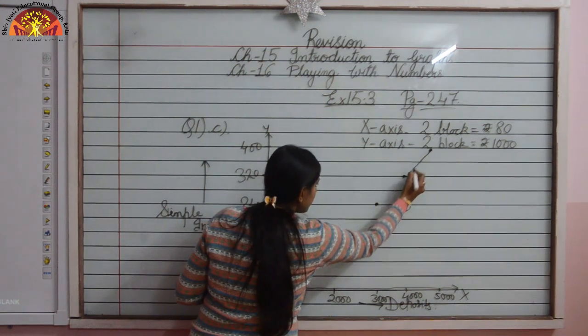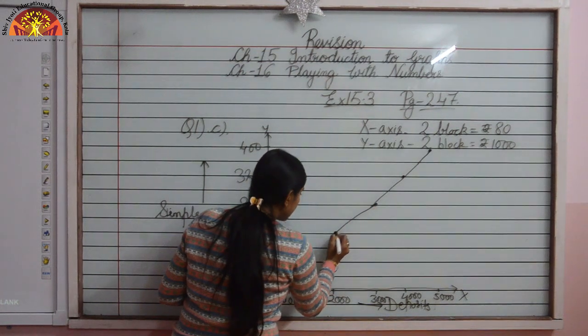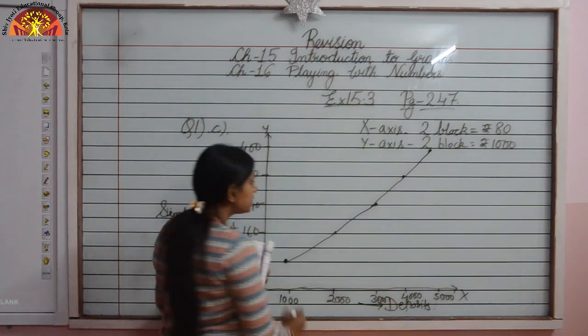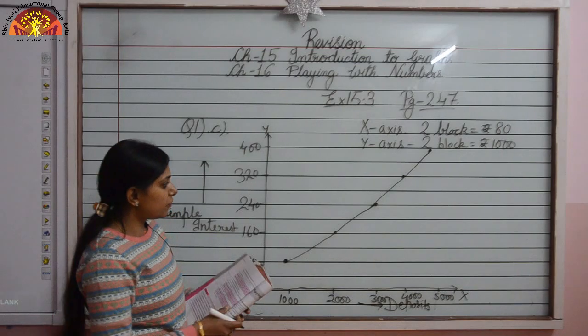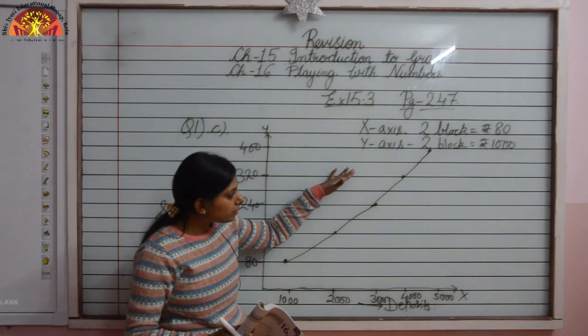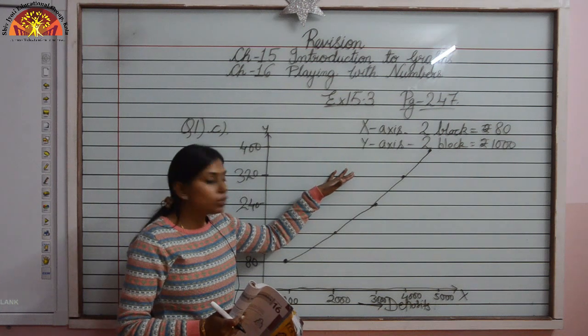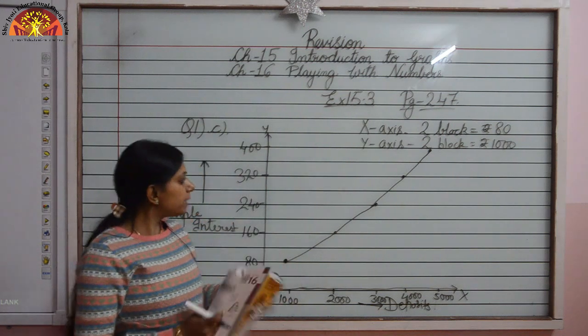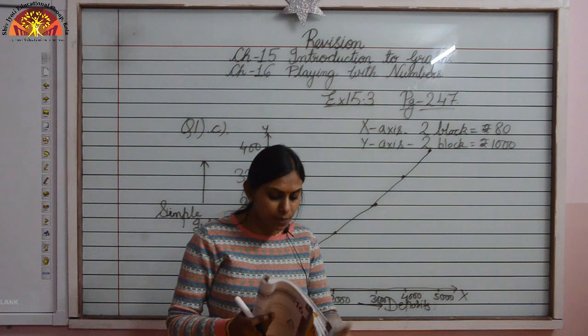When you join the points, children, you will get a straight line, that is, you will get a linear graph. This is a linear graph, that is, a straight line is obtained. Okay, I do not have graph paper, so you can plot a straight line on your graph sheets. Now based on this graph, we will solve some questions.